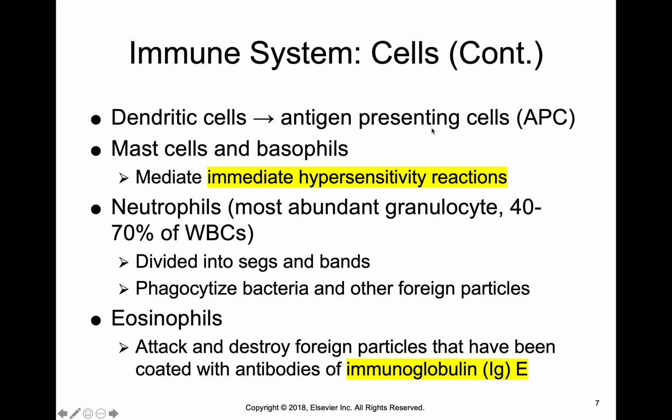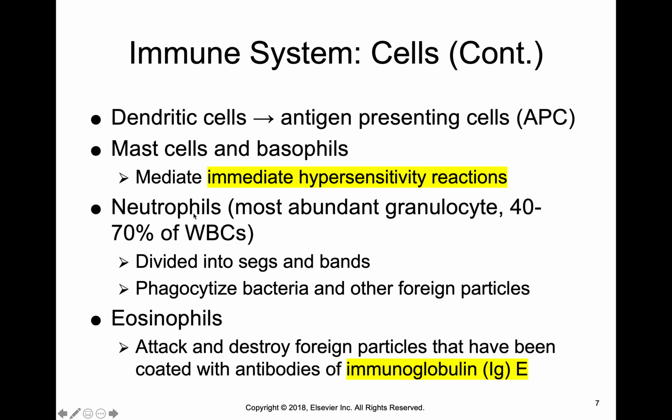Dendritic cells are also known as antigen-presenting cells, or APCs. You can think about this as basically cells that hold up antigens so that the antigens are more visible to the B cells, so that the antibodies can attach to them. Then there are also mast cells and basophils. Mast cells and basophils have a primary role in immediate hypersensitivity reactions.